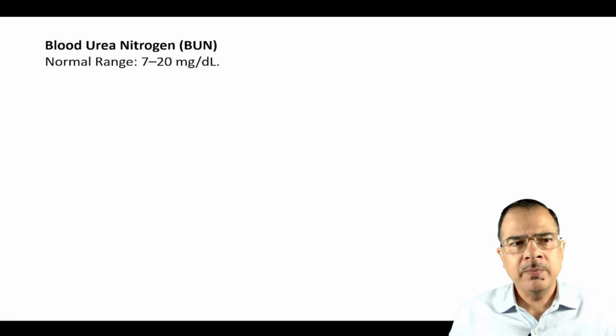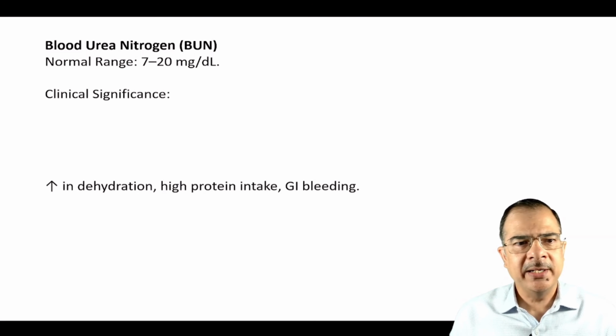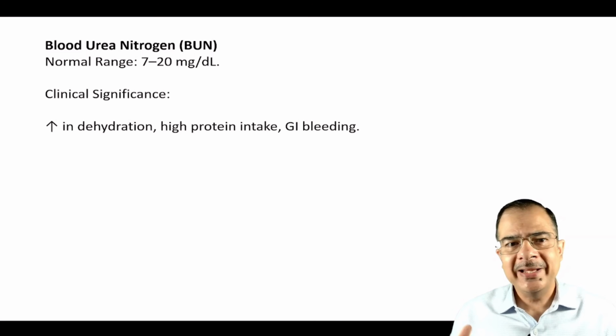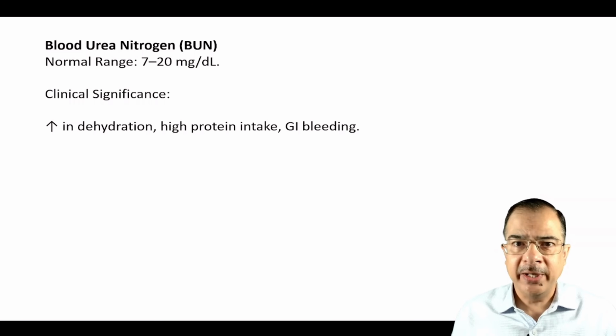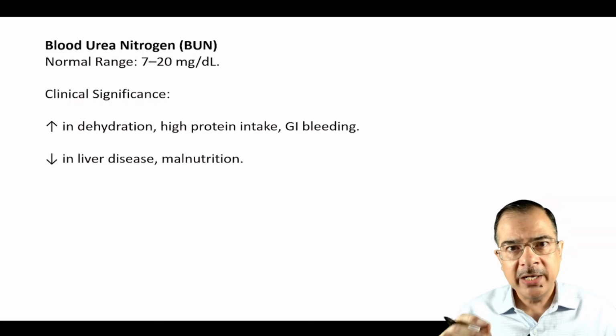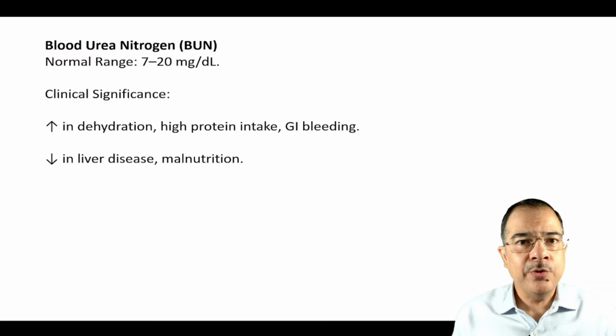Now, blood urea nitrogen normal range is 7 to 20 milligram per deciliter. Clinical significance: it will be increased in dehydration. This is known as a pre-renal AKI. High protein intake or GI bleed can also cause elevation of blood urea nitrogen. Very importantly, it can be decreased in liver disease or malnutrition.